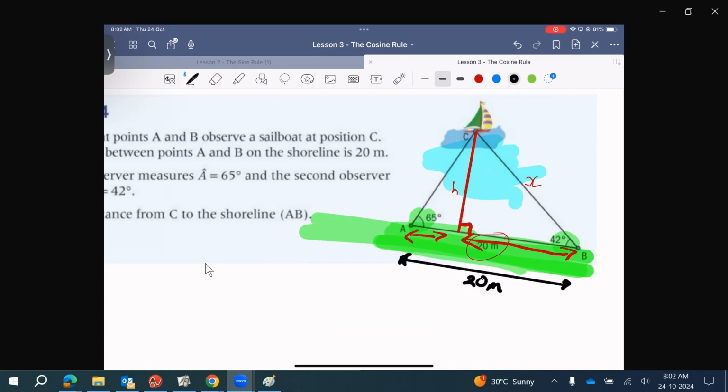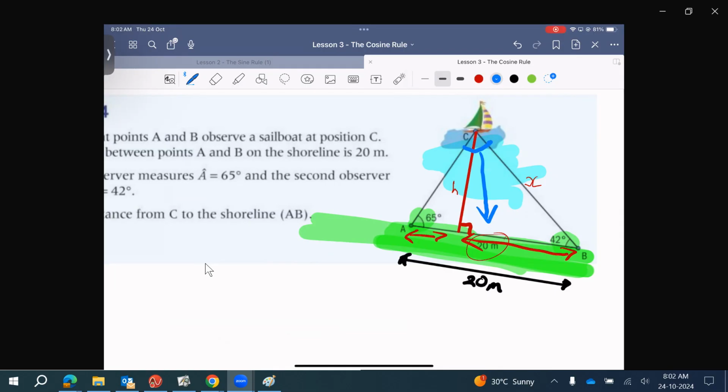Why can't we use this in the sine rule? Doesn't matter with the sine rule. What is important about the sine rule? You have to have the opposite angle. You have to have the opposite angle. So the opposite angle that we need isn't available. We need this angle here, which is opposite to the side that we do know.